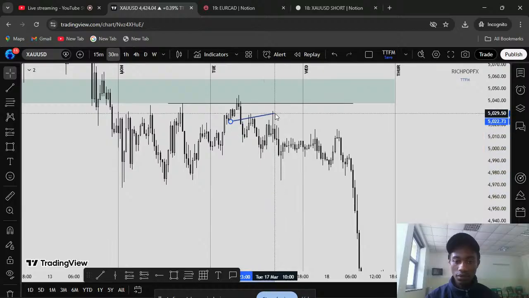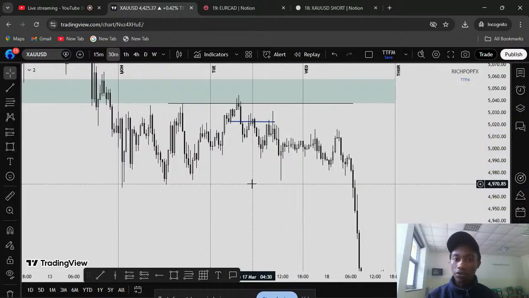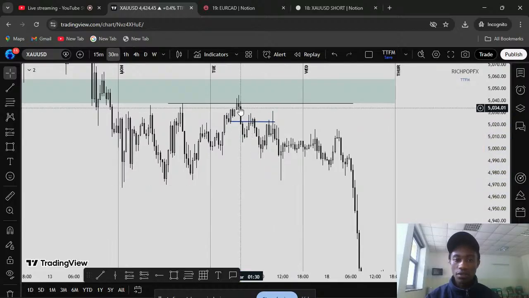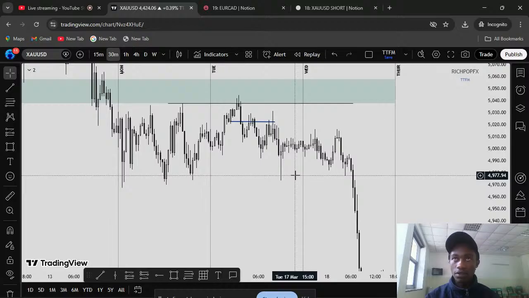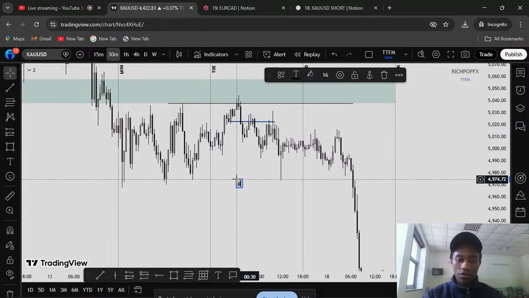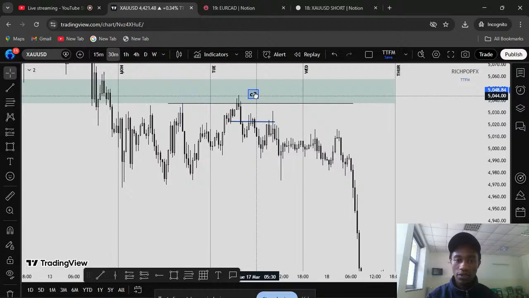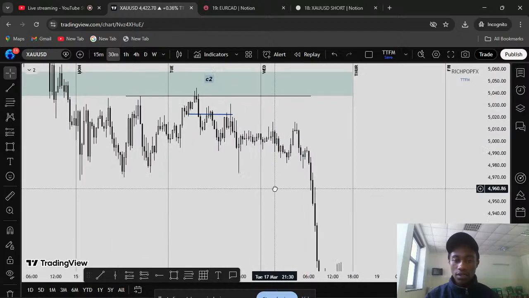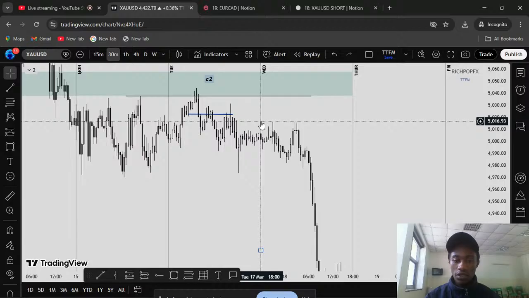Okay, we made this change in state of delivery here, and I was expecting, well, this is a reversal daily candle, and we're not gonna be trading that. This is the trade. If you know the respect model, this is what we call C2, right? Which is a reversal candle here. Tuesday was a C2, and we're gonna be getting C3 in the next day.